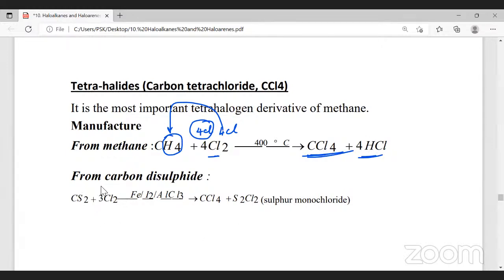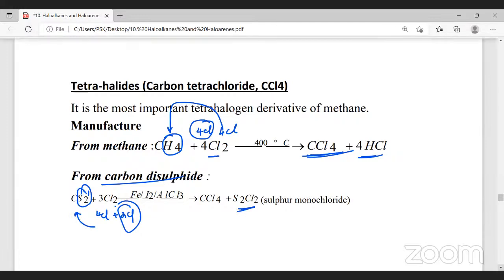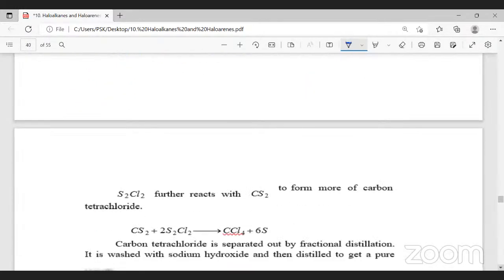We can also prepare carbon tetrachloride from carbon disulfide. When carbon disulfide is chlorinated in the presence of iron or aluminum chloride as a catalyst, you get sulfur monochloride. S2 and Cl2 will give you S2Cl2, sulfur monochloride, and in place of S2, 4 more chlorine goes. We have 6 chlorine, so I can write it as 4Cl and 2Cl. This 2Cl and S2 get eliminated as S2Cl2. In place of S2, 4Cl goes. Therefore, we get carbon tetrachloride, the second method of preparing carbon tetrachloride.